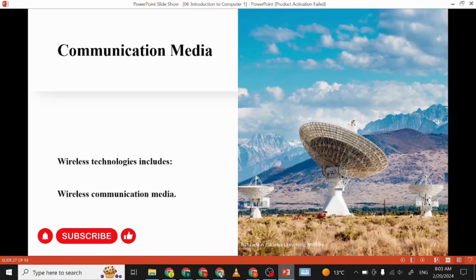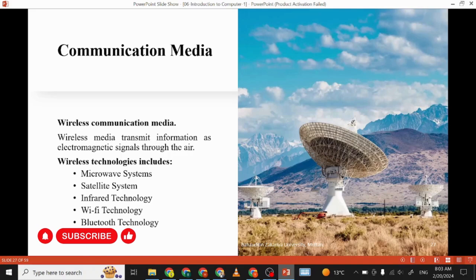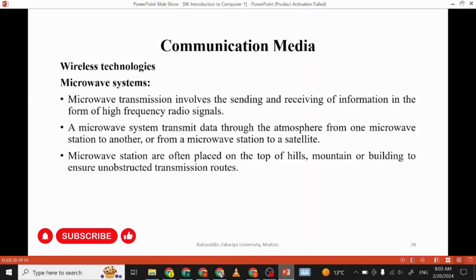Wireless communication media. Wireless media transmit information as electromagnetic signals through the air. Wireless technologies include microwave system, satellite system, infrared technology, Wi-Fi technology, and Bluetooth technology.